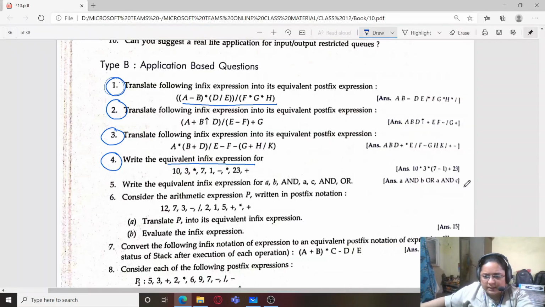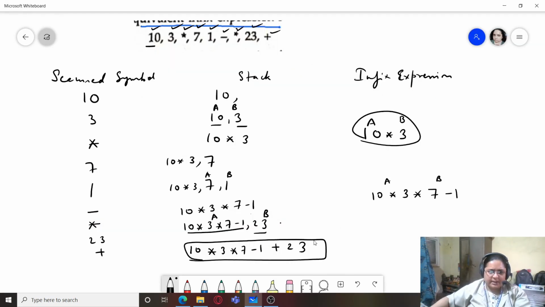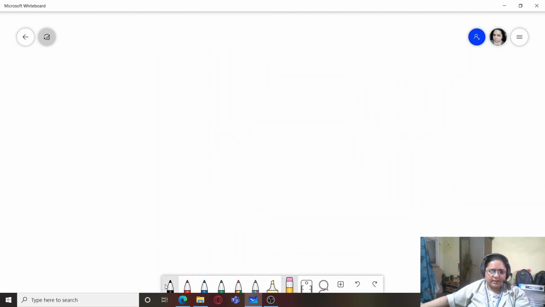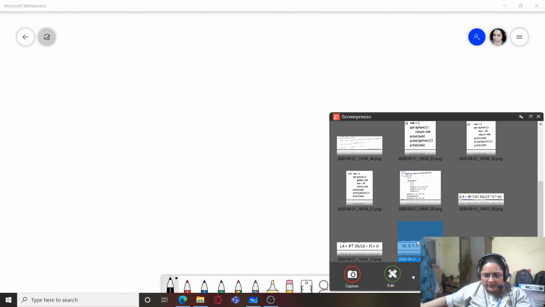7 minus 1 plus 23, and here 7 minus 1 will be in brackets because it is evaluated first. That is why it has to be in the brackets. But in the exam you won't get questions in this form. It would be in the form of evaluation of expressions. So we will solve that.